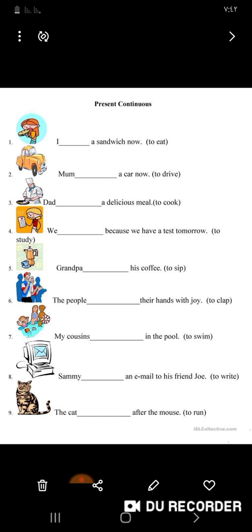Driving and writing. Verbs like run, swim, clap, we double the last letter then add ing. So pay attention to this point, please.